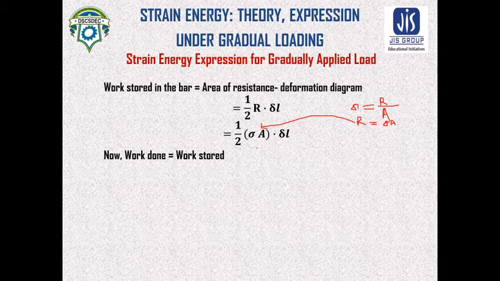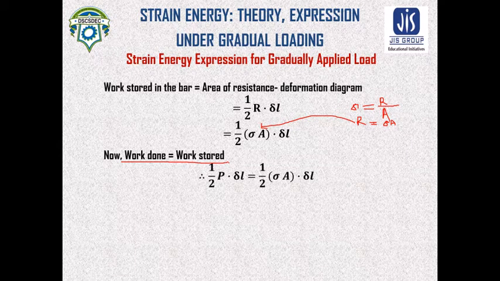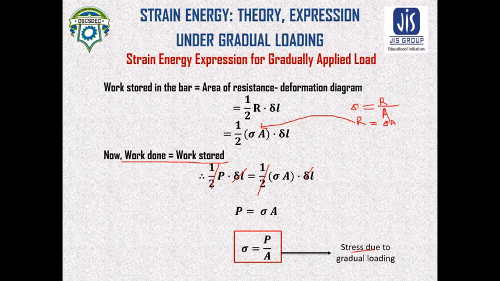Now we know that work done is always equal to work stored due to conservation of energy. So we can write half P into del L is equal to half sigma into A into del L. Now del L cancels out, half cancels out, and we get P is equal to sigma into A, that means sigma is equal to P by A. This is the stress due to gradual loading.